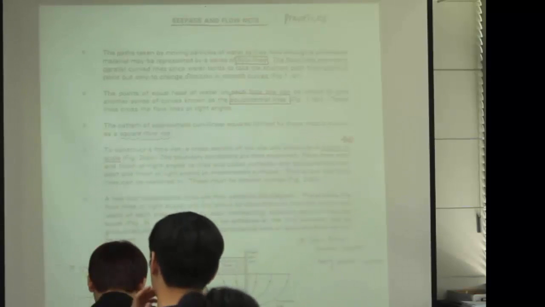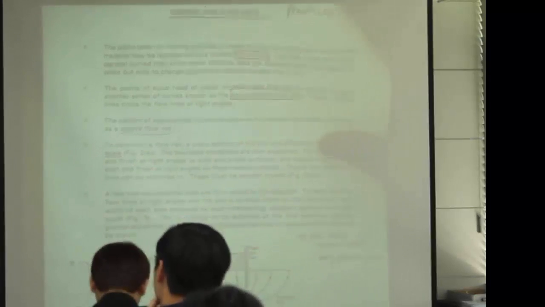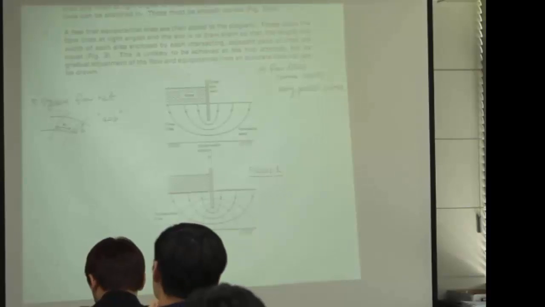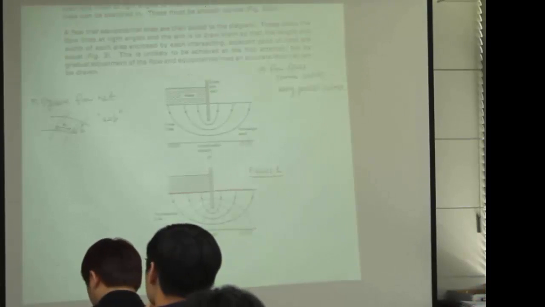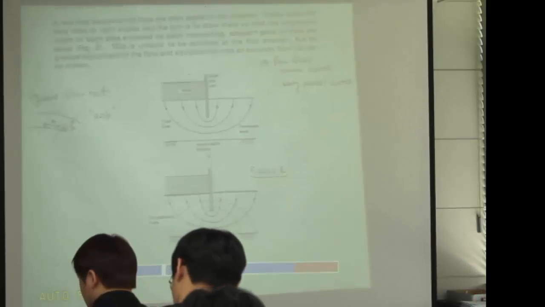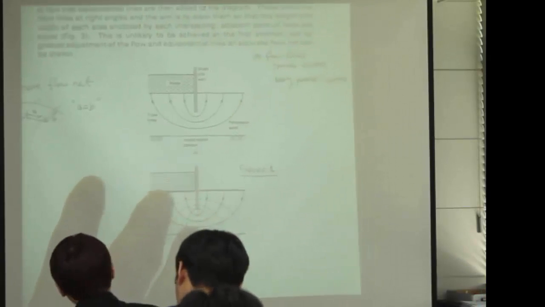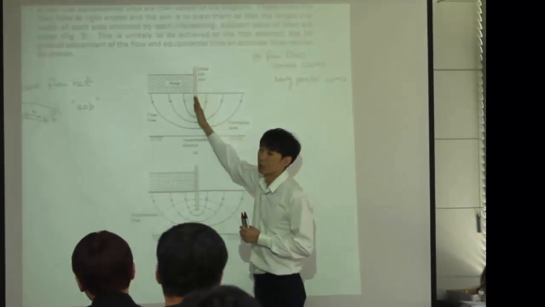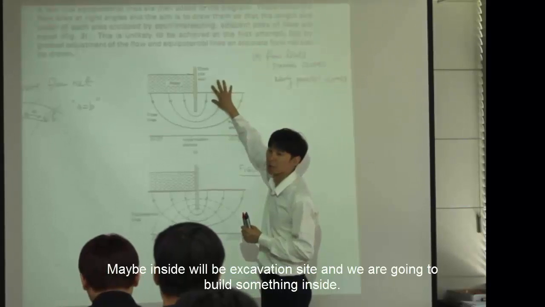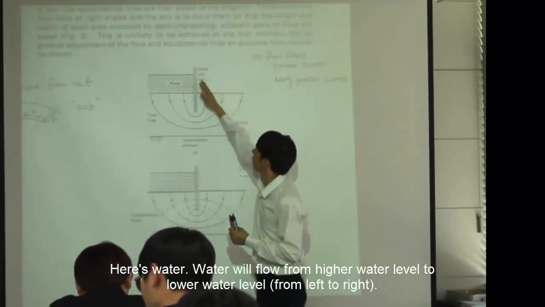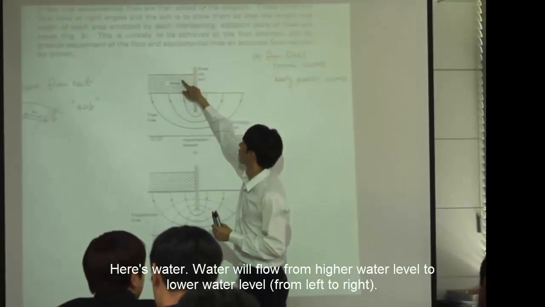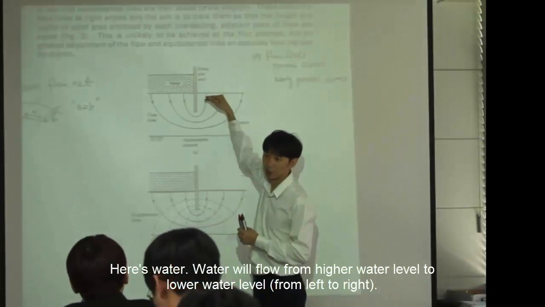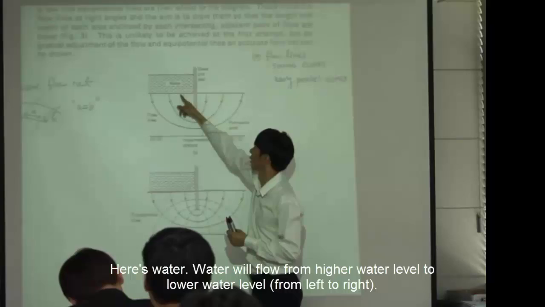Let's look at the example here. And again, you will do this practice in the lab, and you will report it in the lab report. So first, in this case, you have a sheet pile wall that's blocking the water, maybe inside an excavation site, or you're going to build something inside. And here's the water. So the water will flow from where to where? From the higher water level to the lower water level, so it's going to go inside from left to right.